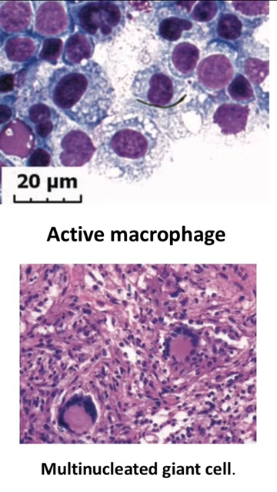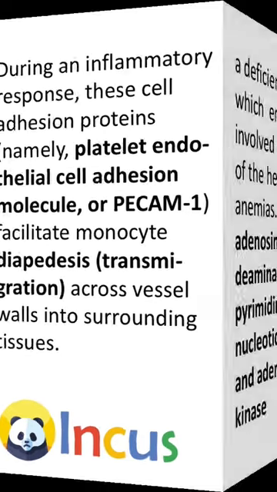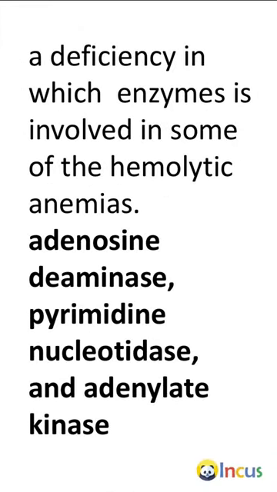This is how an active macrophage transforms into a multinucleated giant cell. Tomorrow's exam, you need to identify it on the image-based question. Now, during the inflammatory response, it is the PECAM, which is platelet endothelial cell adhesion molecule, responsible for the diapedesis of the monocytes.